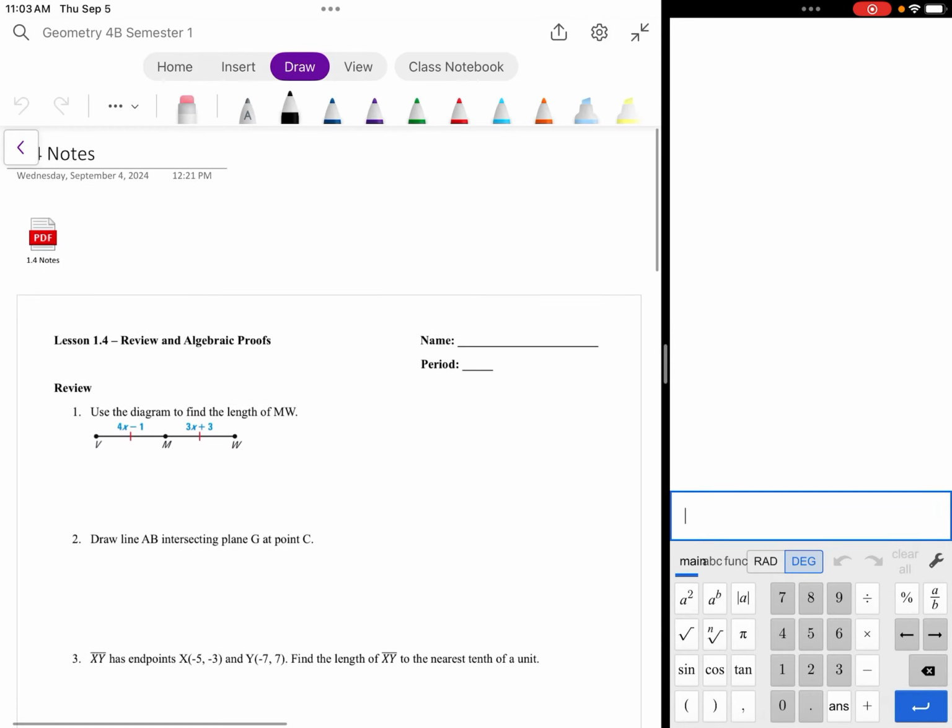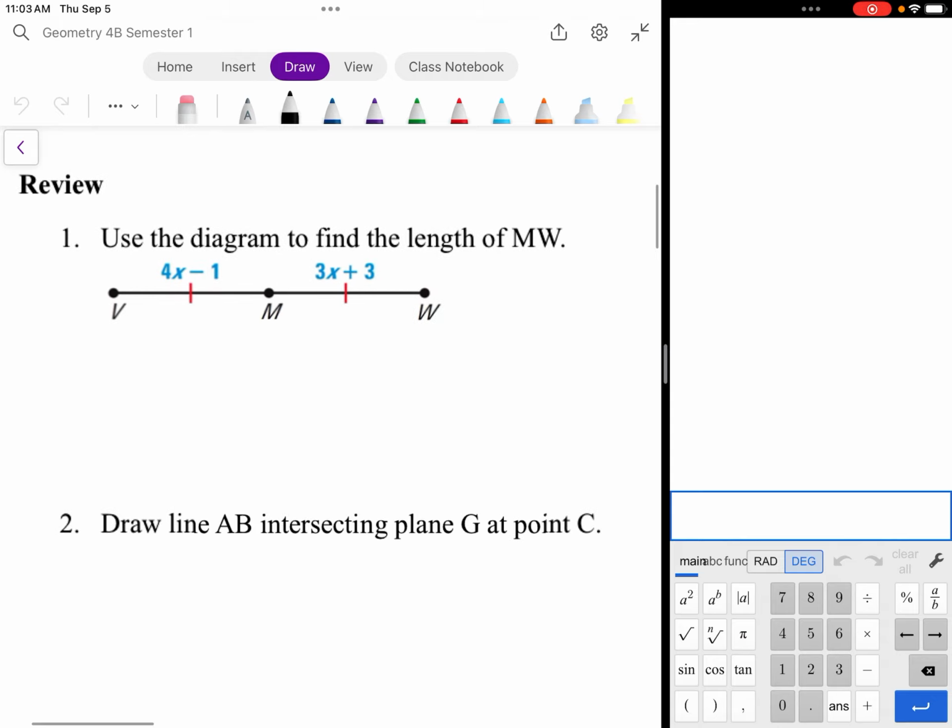For section 1.4 notes, the first page is going to be review questions. I recommend that before you watch how to do them, you attempt each of the problems and then watch the video just to double check that you got the answers correct. So the first problem, hopefully you've tried this one already.